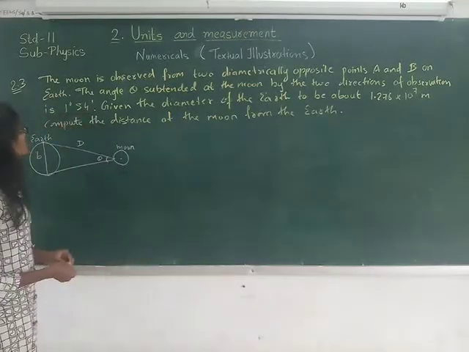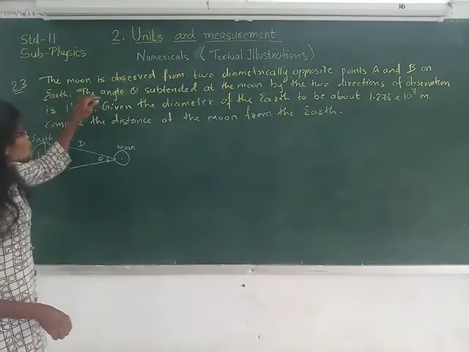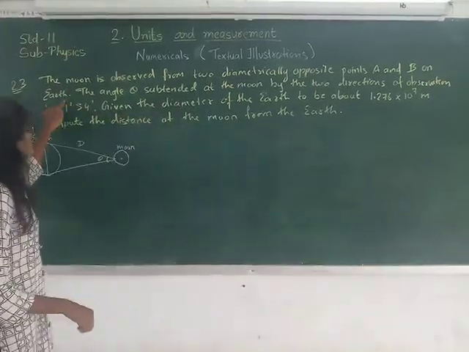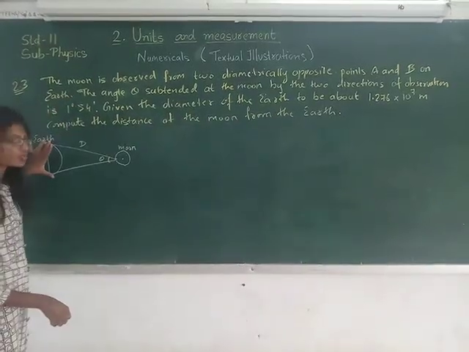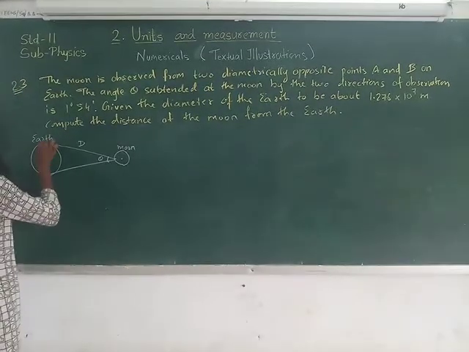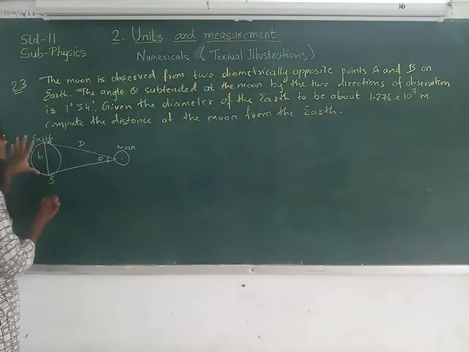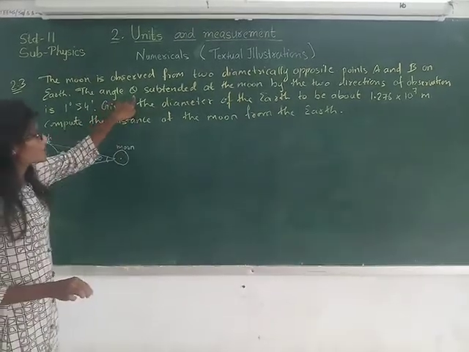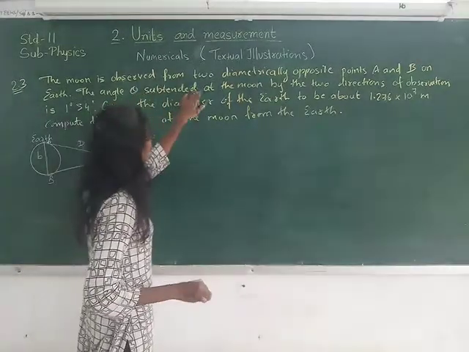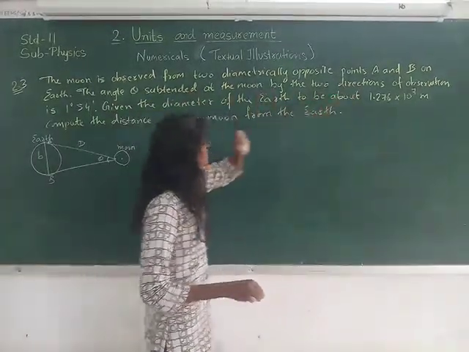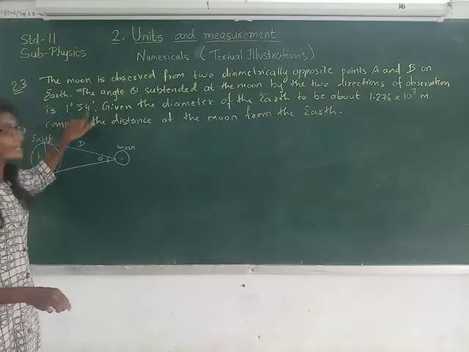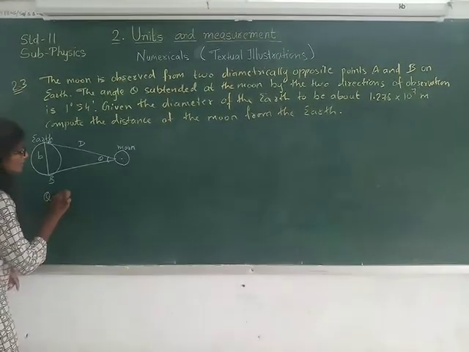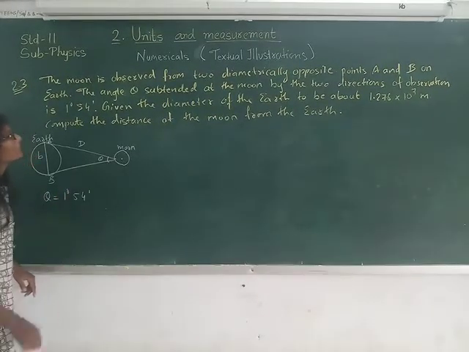Now the third illustration, that is 2.3. The moon is observed from two diametrically opposite points A and B on the earth. That means from the diameter of the earth, the two observation points A and B, the moon is observed and the angle that is subtended, that is theta. Theta subtended at the moon by the two directions of observation is 1 degree 54 minute.